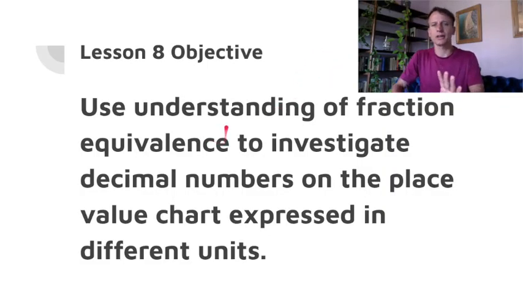This is what we're doing. We're going to use our understanding of fraction equivalence. Okay, we know that already. For example, 1/10 equals 10/100ths. That's an example. To investigate decimal numbers on the place value chart expressed in different units. So you'll see what that looks like, but for example, if you had 11/10, that would be 110/100ths, which makes sense. If you had 11 dimes, that would be 110 pennies. But we'll get to that.